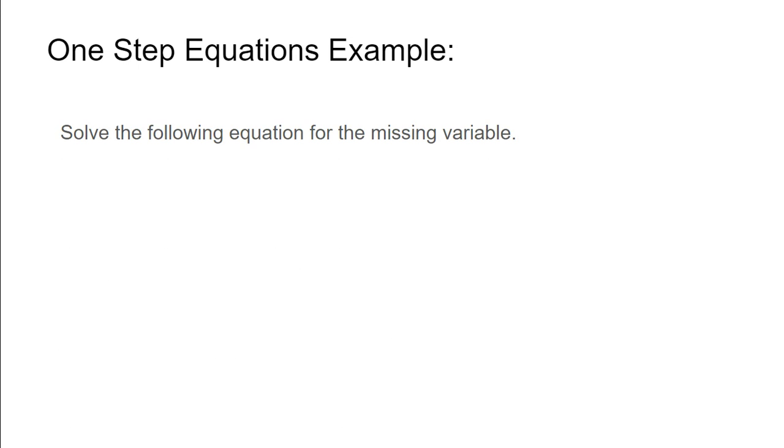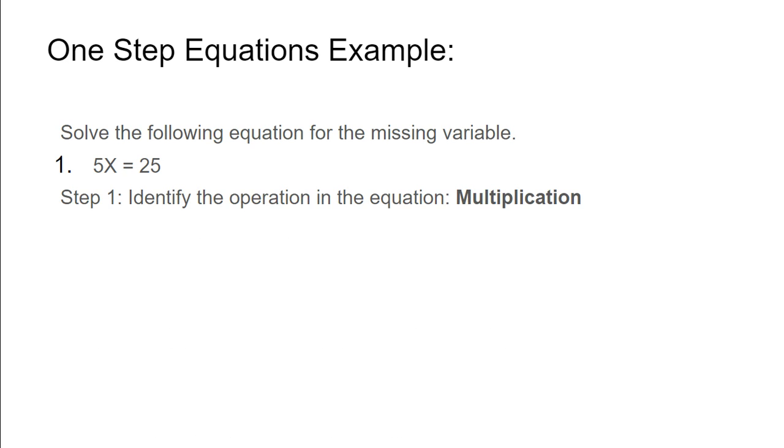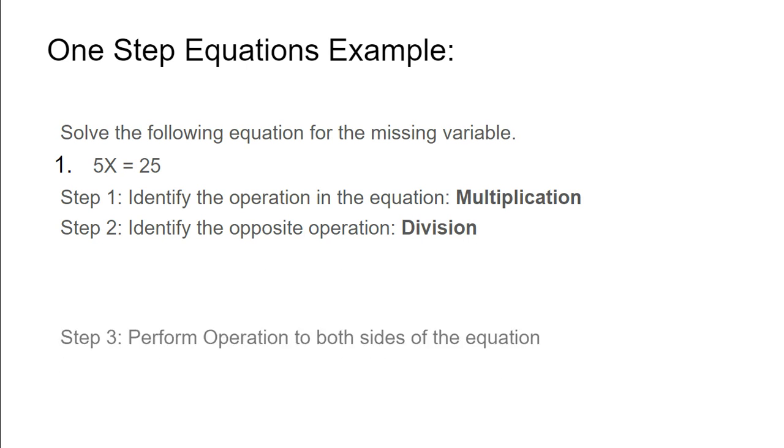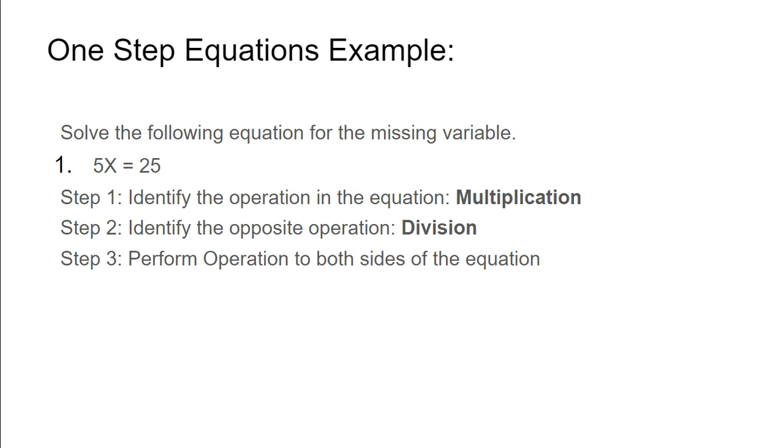Okay, so this is how you guys were solving one-step equations. We would have, for example, 5x equals 25. The first thing you would do is identify the operation, which is multiplication. Then you would identify the opposite operation, which is division. You would perform that operation on both sides of your equation and then identify your solution.